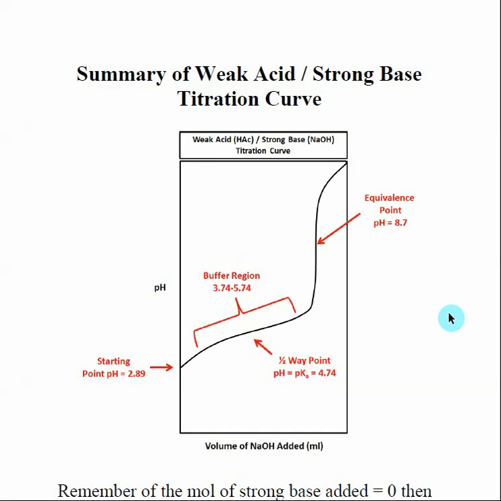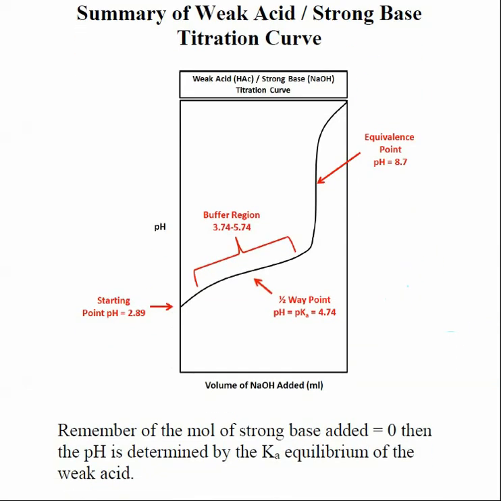So let's look at a quick summary of what we've learned by looking at the weak acid strong base titration curve. So remember that the starting point, or when we've not added any strong base at all, the pH is determined completely by the Ka equilibrium of the weak acid. So in this case, we're looking at acetic acid, so the pH is equal to 2.89. Because different weak acids have different Kas, the starting pH is going to be different for different weak acids.